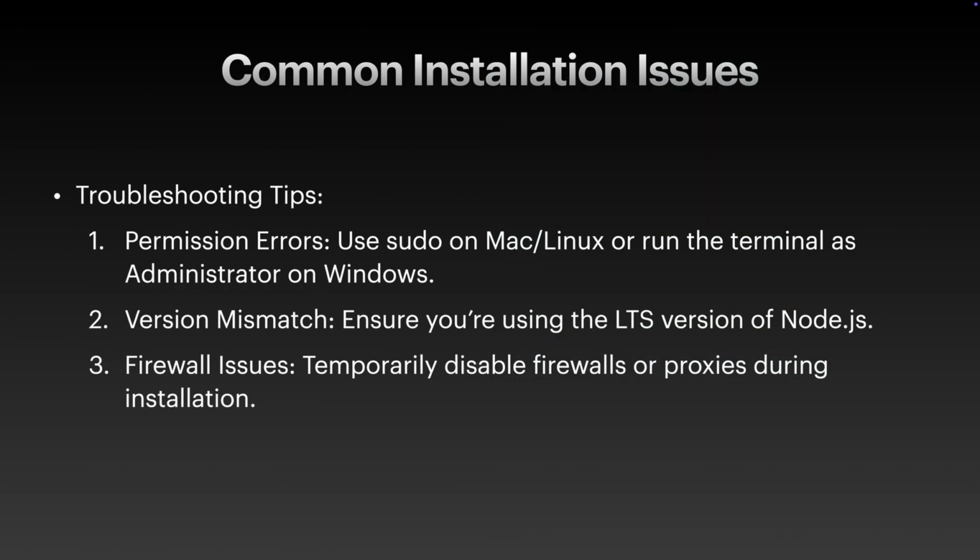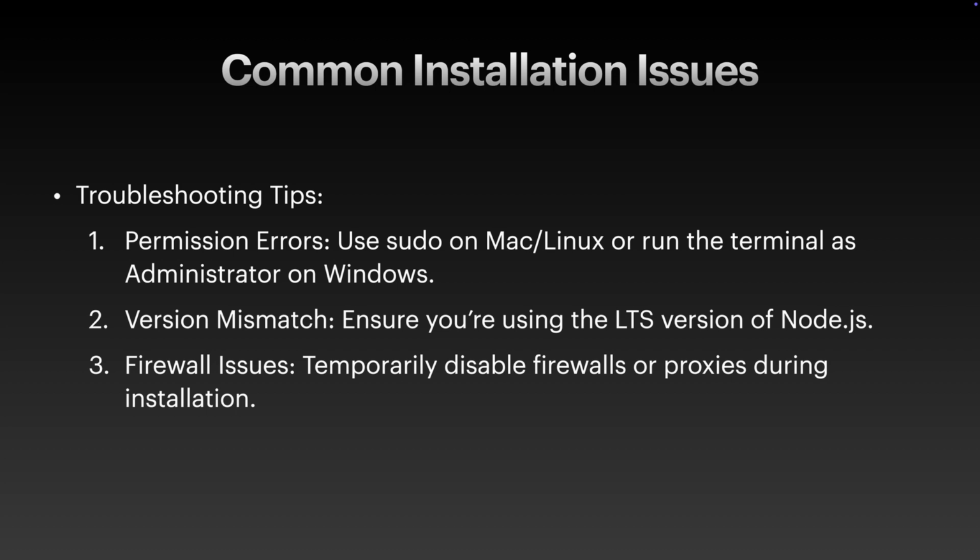Sometimes things don't go smoothly. Here are a few common issues and how to fix them. Permission errors. If you see errors related to permissions, try running the command as administrator on Windows or using sudo on Mac or Linux. Version mismatch. Make sure you are using a compatible version of Node.js, as newer versions might cause issues. Always try to look at the compatibility matrix of SharePoint versions and Node versions. For example, in this video, the SPFx version that we installed is 1.20 and it supports Node 18.